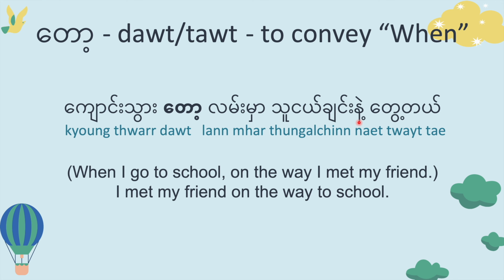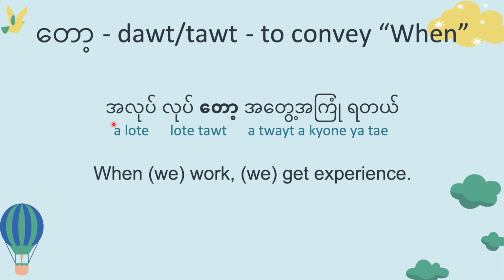Ne means with. Ta nge jin means friend. Ta nge jin ne tui de. Tui de means meet. Lam ma ta nge jin ne tui de. I met my friend on the way. So jiang tua do lam ma ta nge jin ne tui de. I met my friend on the way to school. A low do a tui a chong ya de.